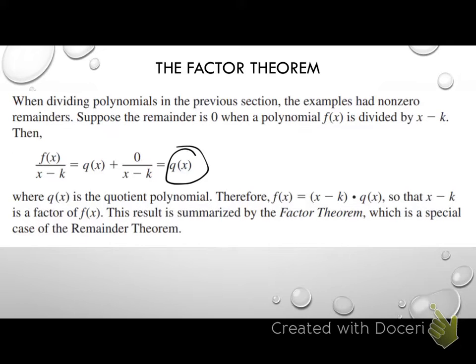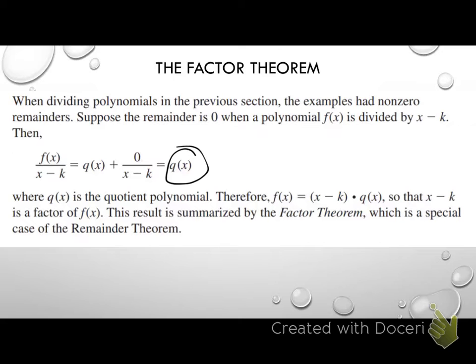So is the quotient from the first one going to be the same at the end? I'm not quite sure what you're asking. So f of x divided by x minus k equals q of x plus 0 over x minus k equals q of x. Yep. So would the two q of x's be the same?